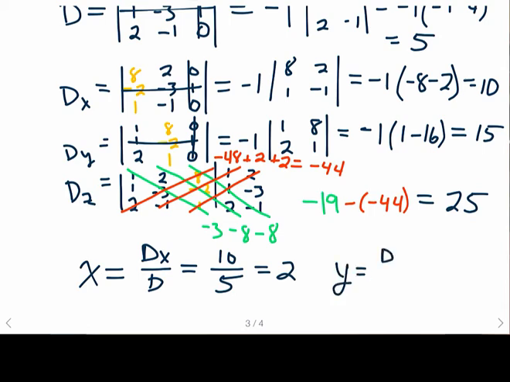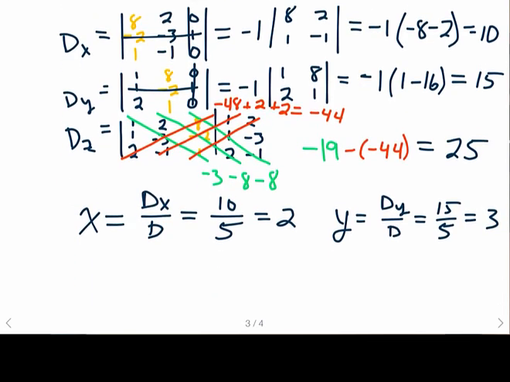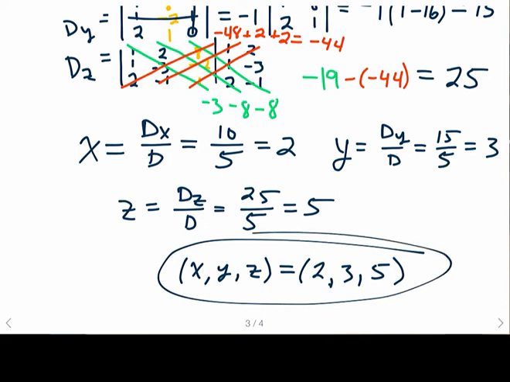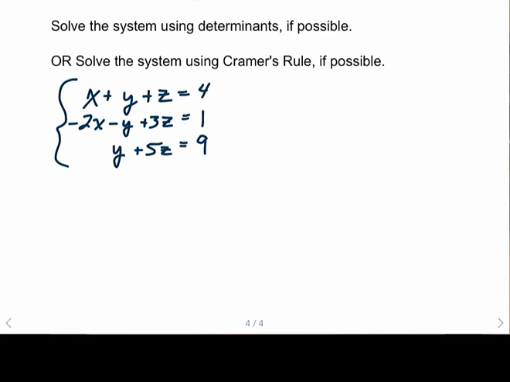y is equal to dy over d, or 15 over 5, and so 3. And z is equal to dz over d, and so 25 over 5, which is 5. We're of course going to tidy this up and say that (x, y, z) is equal to (2, 3, 5). You're encouraged to check our answers in the original system.